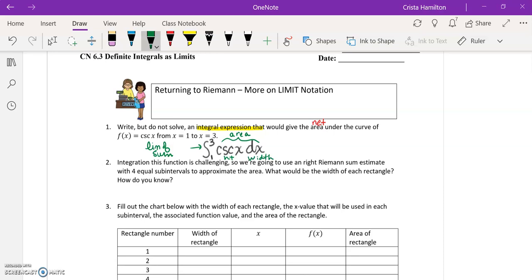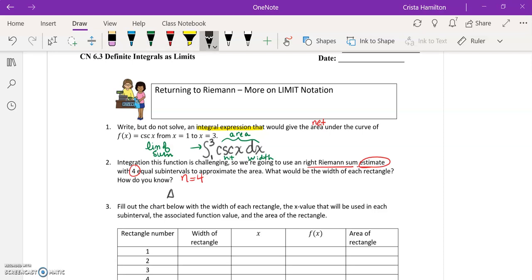So, and again, right now, integration of this function is challenging. So we're going to estimate, okay? We're going to estimate using a right Riemann sum. We're going to have 4 equal subintervals, so n is going to equal 4, and we're going to do that to approximate the area. So the first thing: what would be the width of each rectangle, and how do you know?